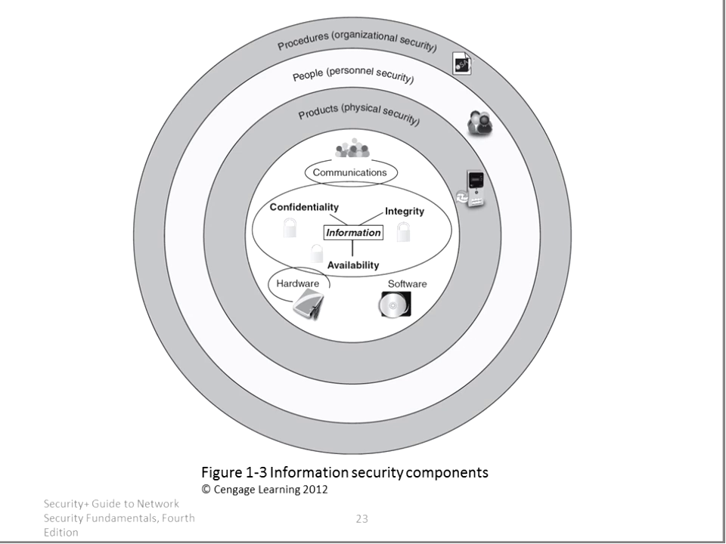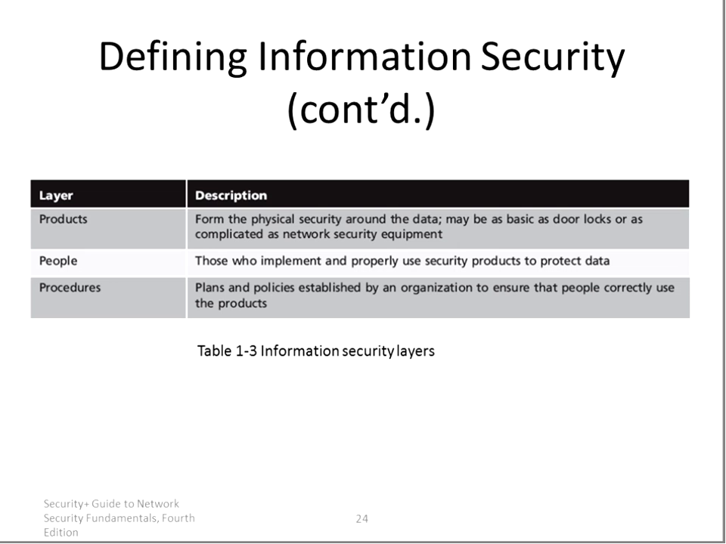So if you see, in the center we have confidentiality, integrity, and availability for hardware. Physical security has to do with products, personal security has to do with people, and organizational security has to do with procedures. People are those who implement and properly use security. Procedures are plans and policies that organizations have to ensure people are correctly using the products. And the products are basically the data, and making sure that those are intact and safe.